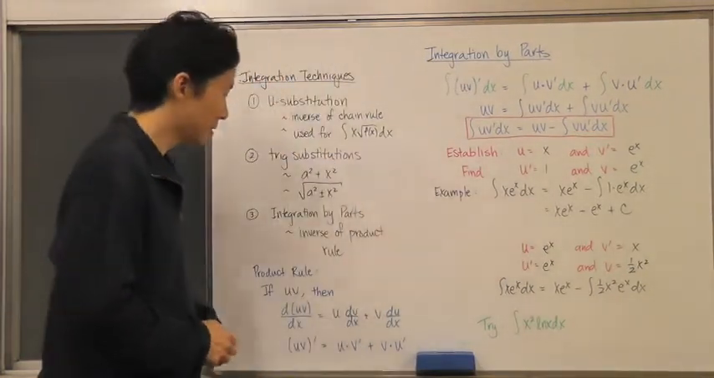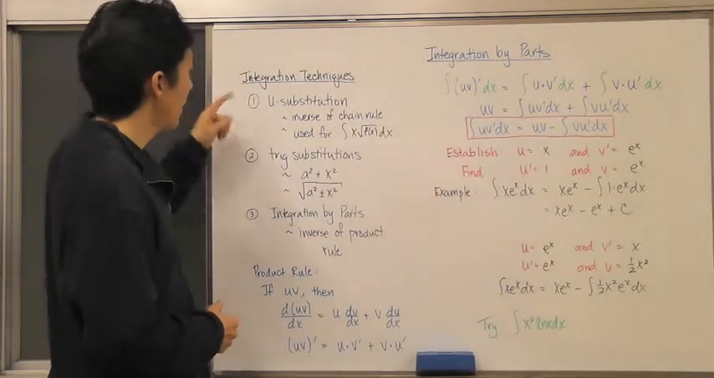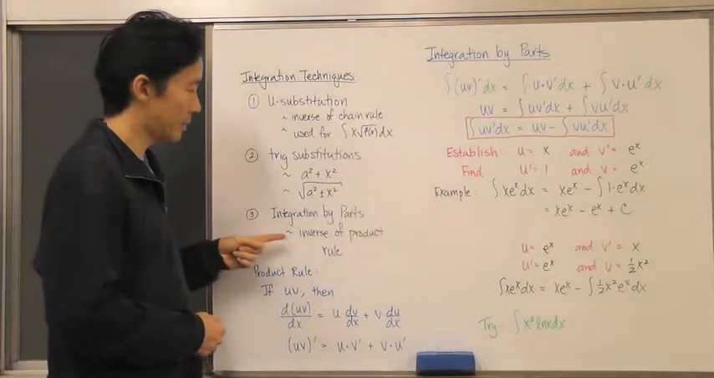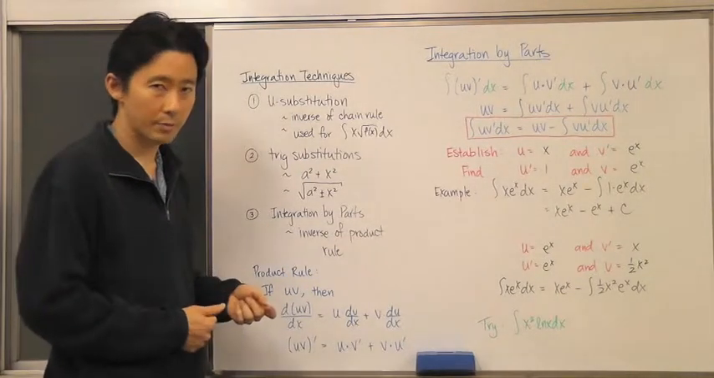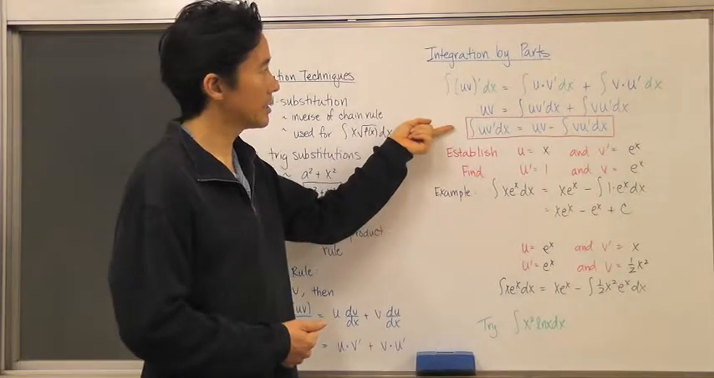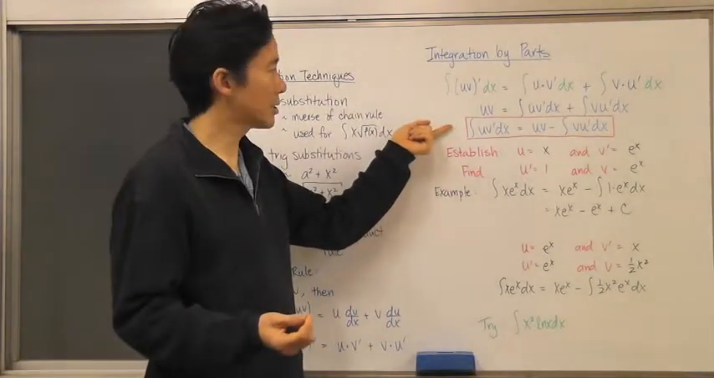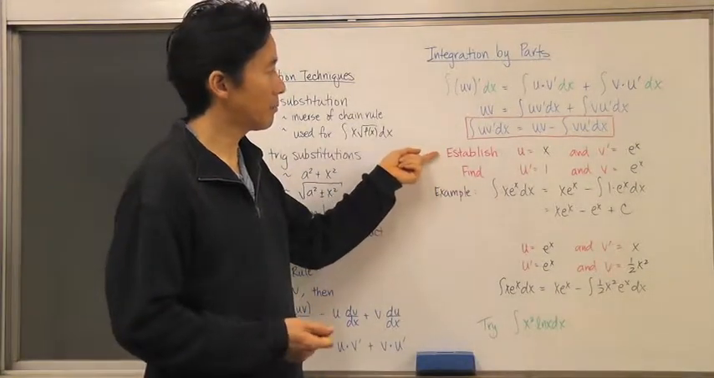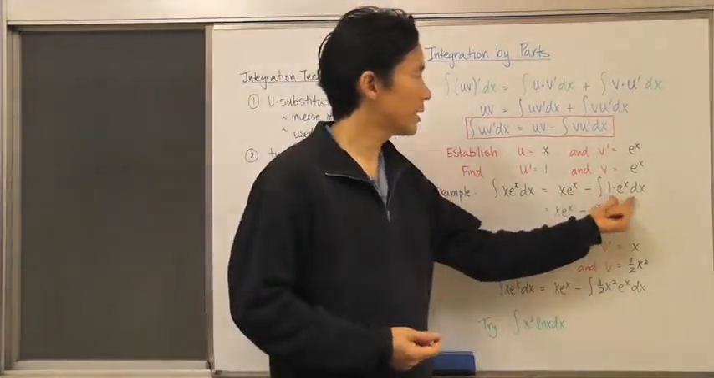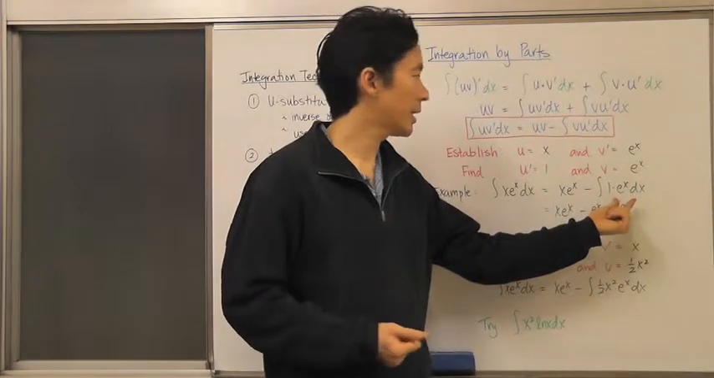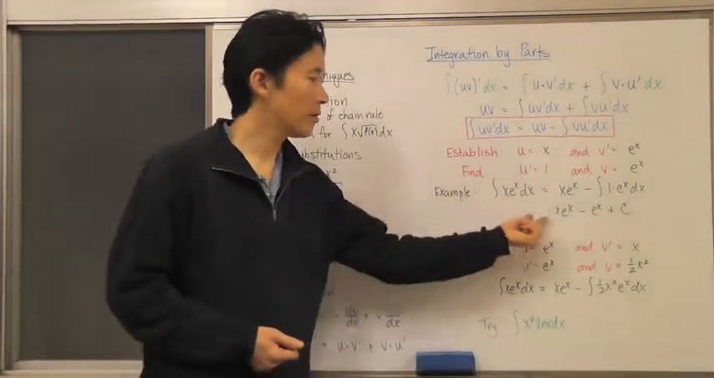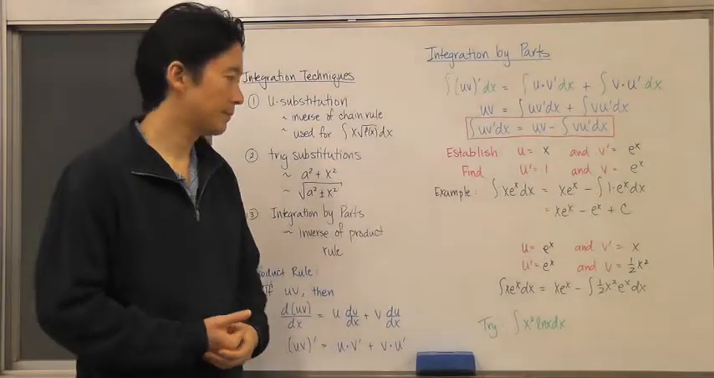Okay, so let's summarize then. We have a couple of integration techniques here. Integration by parts is going to be the inverse of the product rule. We need to establish what the proper u and v prime are, so that in the end we can actually integrate this integral here to come up with the overall integral.